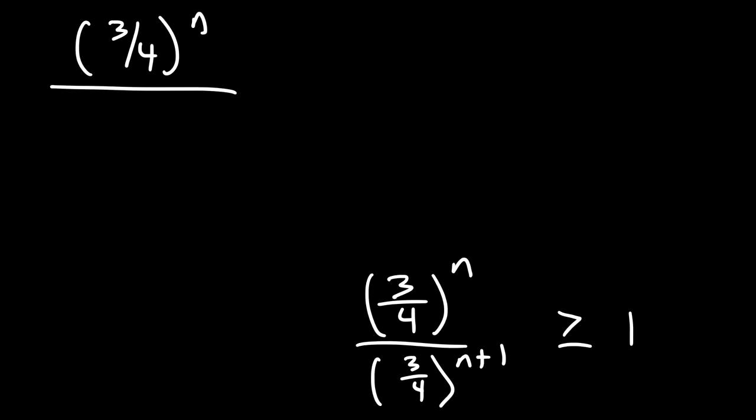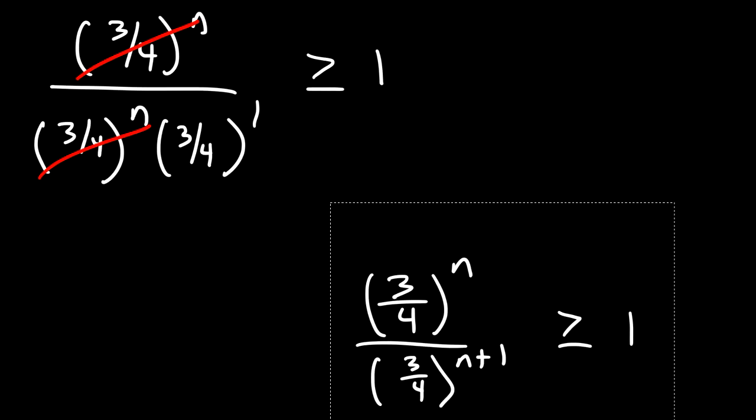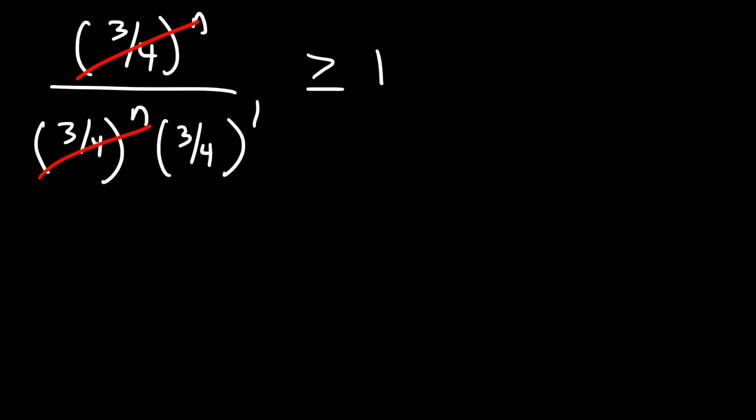So 3 over 4 raised to the n plus 1, we can write it as 3 over 4 raised to the n times 3 over 4 raised to the first power. Because when you multiply two common bases, you can add the exponents. N plus 1 is equal to that. So now, in this form, we can cancel 3 over 4 raised to the n power. And so we're left with 1 divided by 3 over 4.